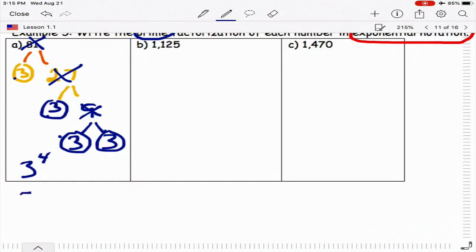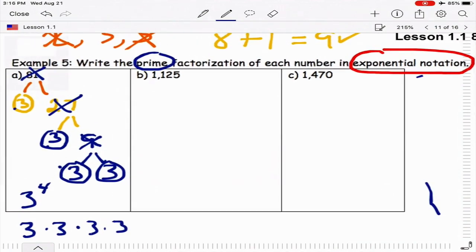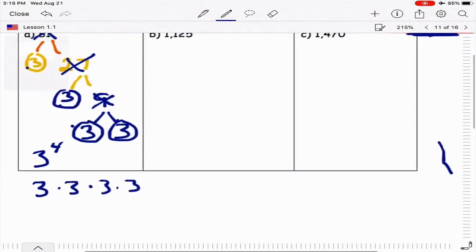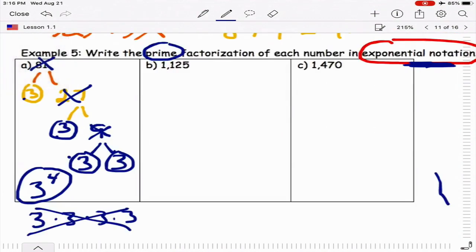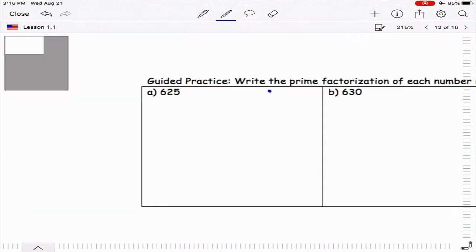Please understand, I will have to take off some points if you write this as your answer, and the reason why is because in the directions they're asking for exponential notation. That means that only this is the correct answer. Do the rest on your own. So that's 1, 2, 3, 4.